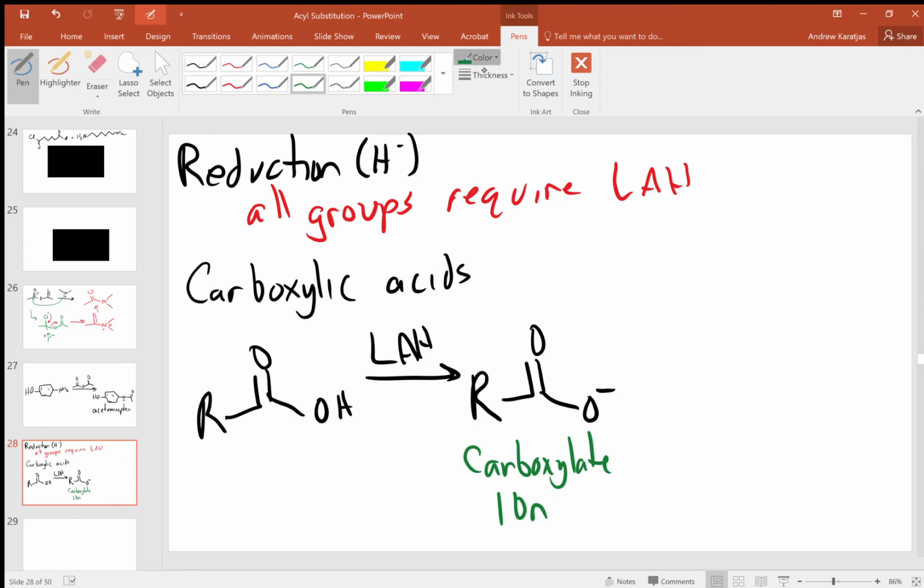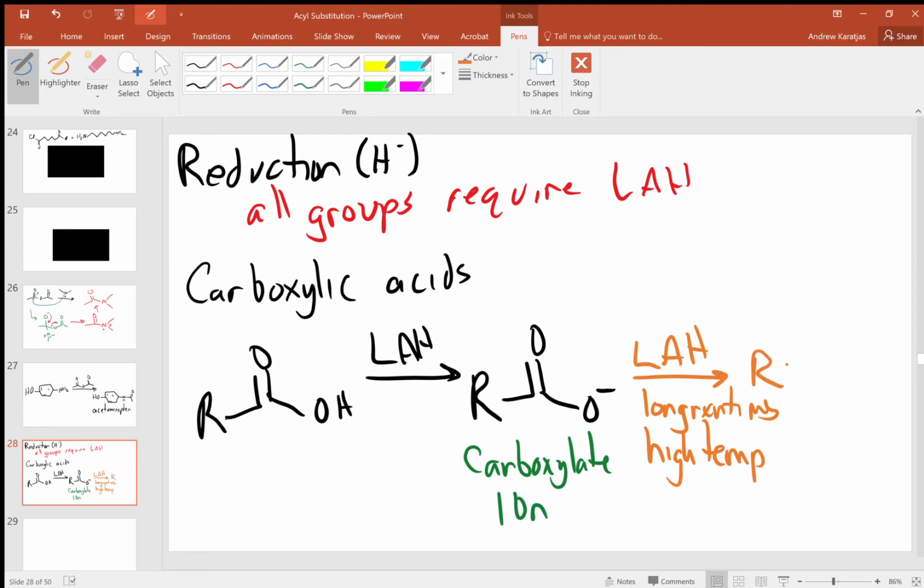Now, if you use harsh enough conditions with LAH, which in this case means long reaction times as well as high temperature, then the LAH over time will eventually reduce the carboxylic acid all the way to the alcohol. But due to those types of harsh conditions, generally this is not the preferred way to reduce a carboxylic acid. So what then is the method that we would use?